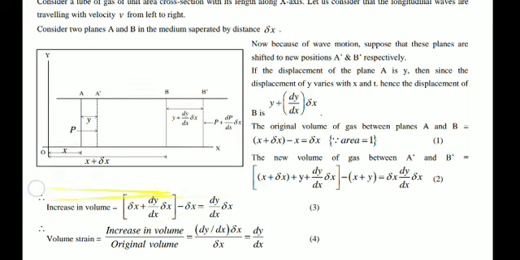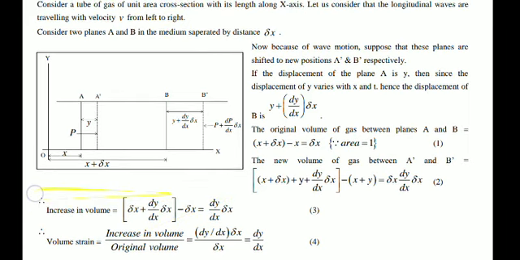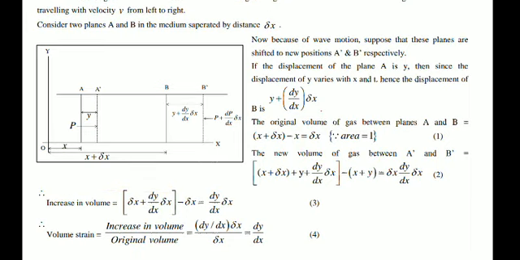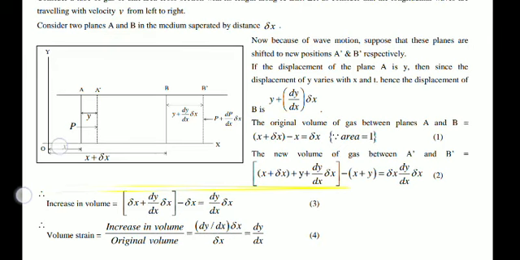You see, origin to plane B is x plus delta x, and again plane B to B dash is y plus dy by dx into delta x. Area is 1, so the final volume will be x plus delta x plus y plus dy by dx into delta x. Okay, so this will be the final volume minus initial volume. Initial volume is x, means O to A dash.